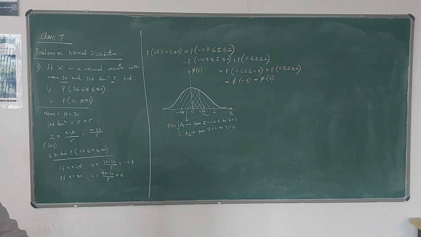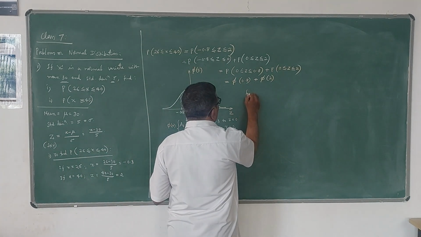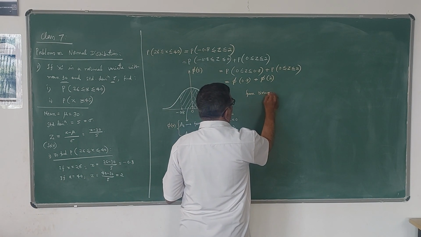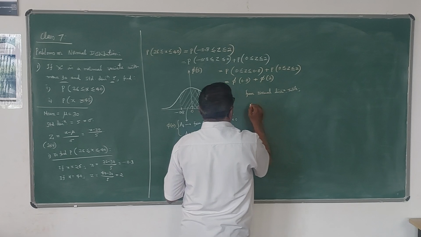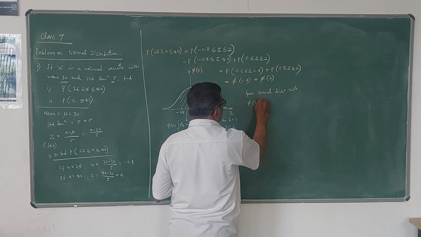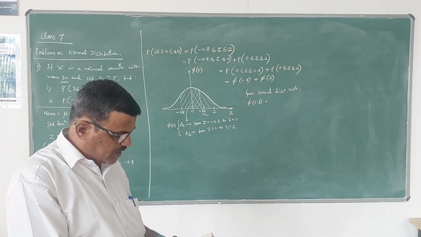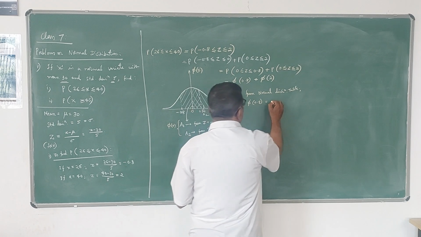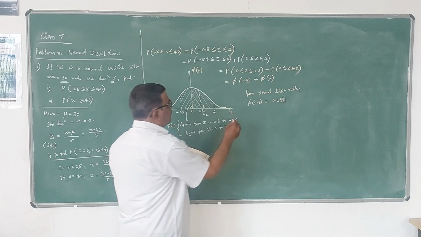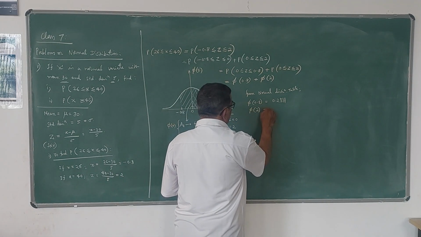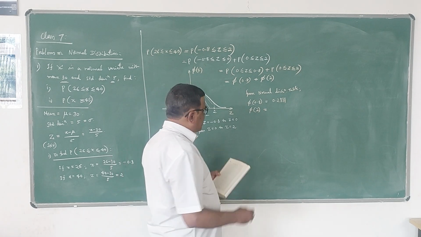So from the normal distribution table, phi of 0.8, that is phi of 0.80, is 0.2881. You can read it directly from the table. Similarly, phi of 2, that is phi of 2.0, is 0.4772.